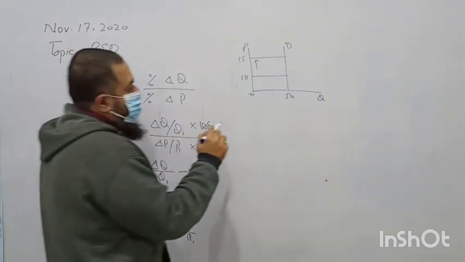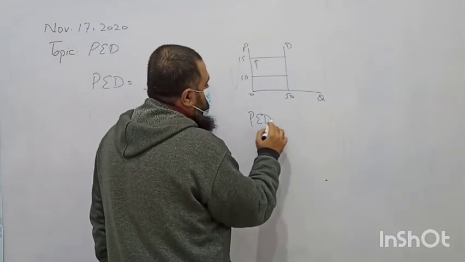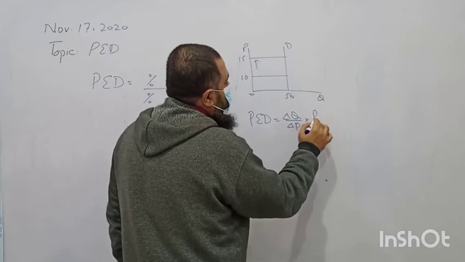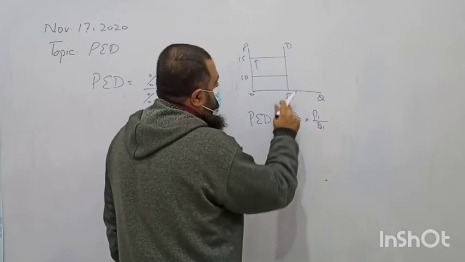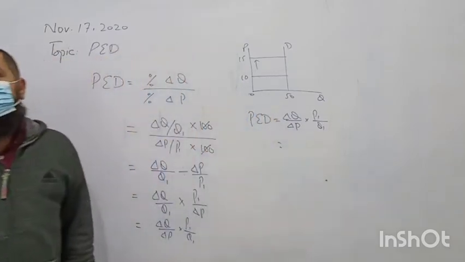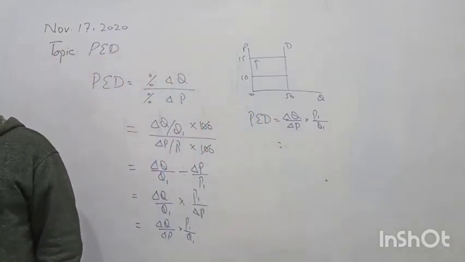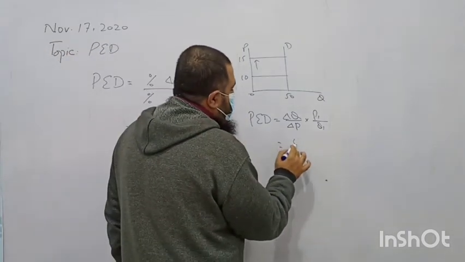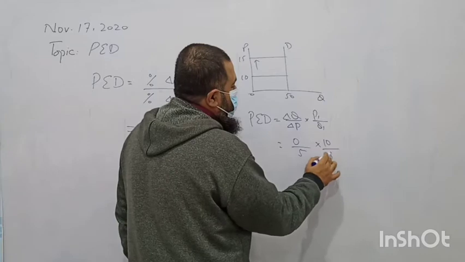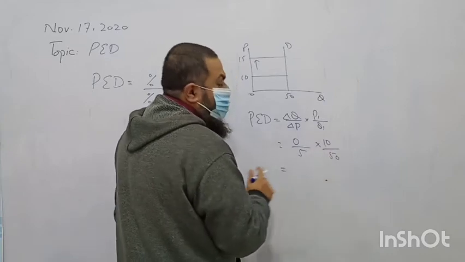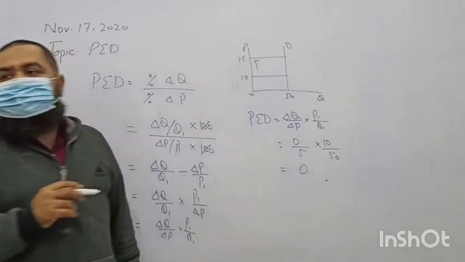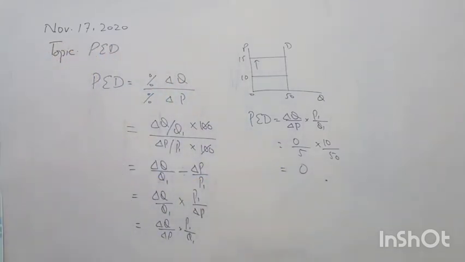Now see over here, price elasticity of demand is change in quantity over change in price into P1 over Q1. What is the change in quantity? Q2 and Q1 are the same. There is no change in quantity demanded. So it's 0. Change in price is 5. Original price is 10. Original quantity is 50. Anything multiplied by 0 is what? So it is called perfectly inelastic demand.